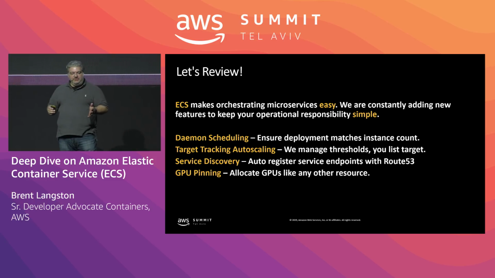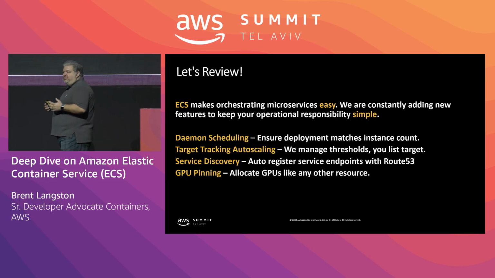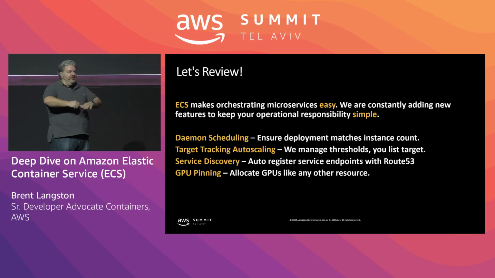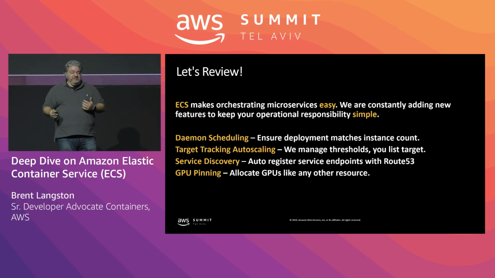So let's review real quick. ECS is an orchestrator that tries to make orchestrating microservices easy. We're constantly adding new features, but we want to keep your operational responsibilities simple. So we want to add features without adding more work for you. For example, Daemon Scheduling: launch a container out onto every instance. It doesn't matter how many you have. Target tracking Autoscaling: just keep the Autoscaling set to the operations per second that you're looking for. You can also track based on CPU utilization or memory utilization, if that makes more sense.